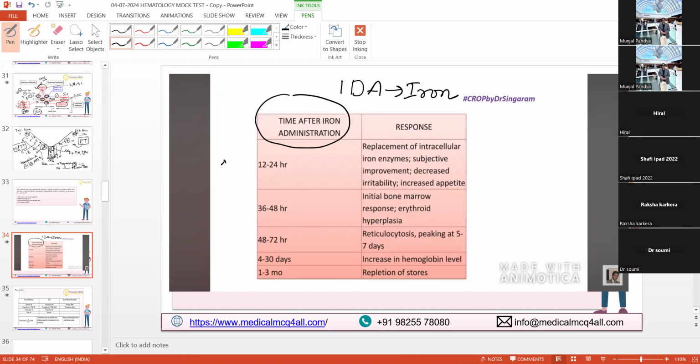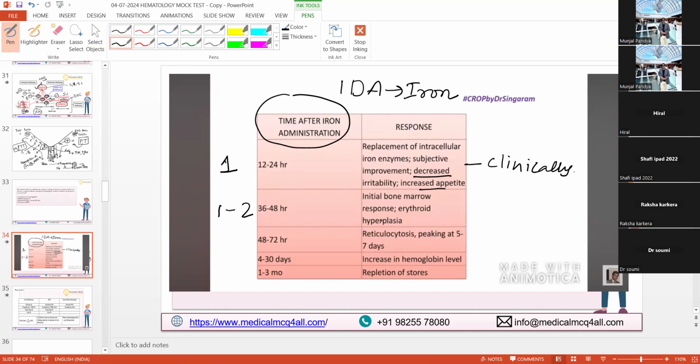So in the first 24 hours, or in one day, they are a little clinically improved: decreased irritability, increased appetite. So clinically you get a little better because you are supplemented, right? Physically, you get better. What is the second most important thing? 48 hours. So 1 to 2 days, 48 hours means 1 to 2 days.